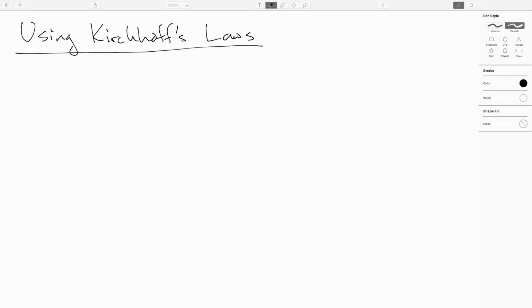All right, well, I can't put it off any longer here, so let's start taking a look at how to use Kirchhoff's laws to analyze more complicated circuits. So I'll give you a bit of a step-by-step here first. And I'm going to say the first rule of using Kirchhoff's laws is don't use Kirchhoff's laws. And the second rule of using Kirchhoff's laws is don't use Kirchhoff's laws.